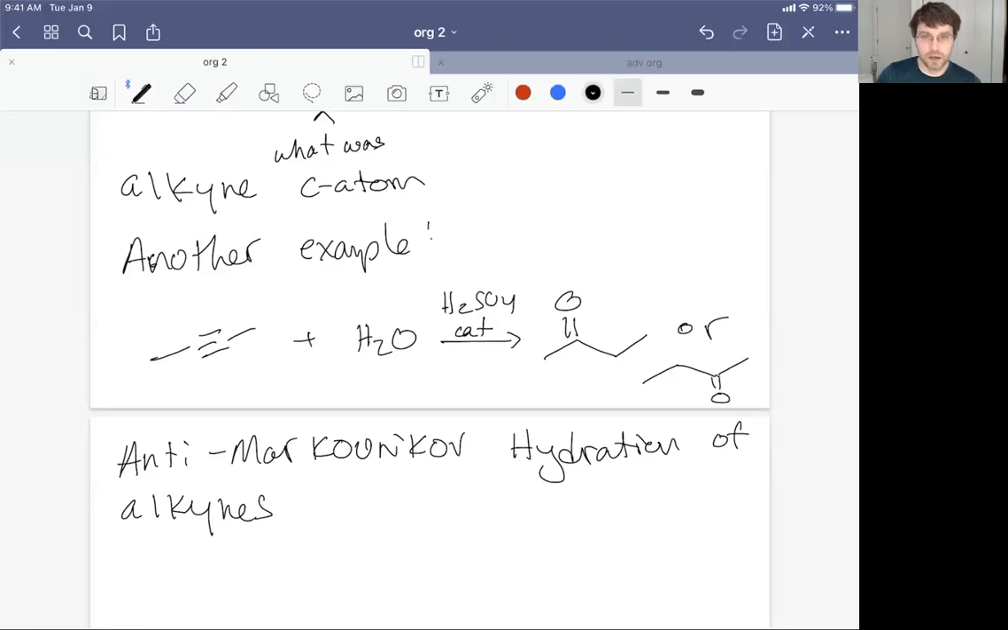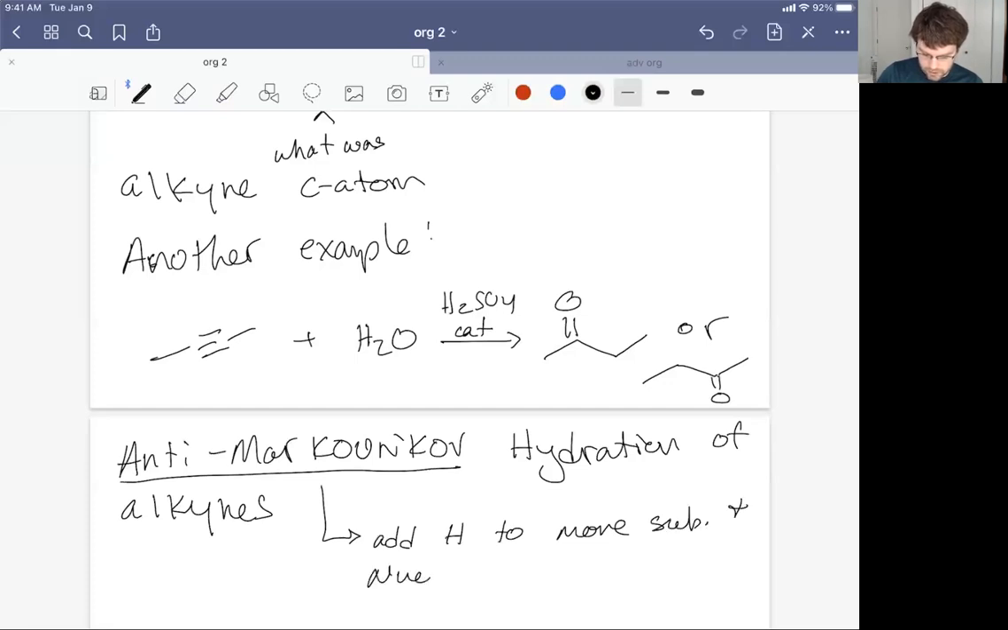Okay, so anti-Markovnikov, what this means is we add H to more substituted and nucleophile to the less substituted. We're just doing the opposite of what the Markovnikov rule says to do. That is to say, if we have H and a nucleophile being added, instead of H going to less substituted, nucleophile going to more substituted, we're going to flip that and get the opposite. So flip it and we get the anti-Markovnikov product. So what does that look like?